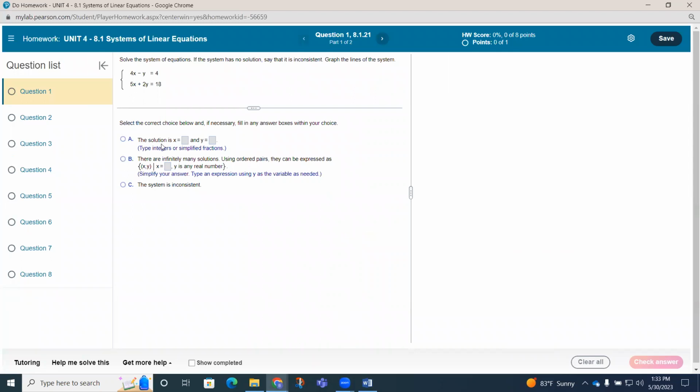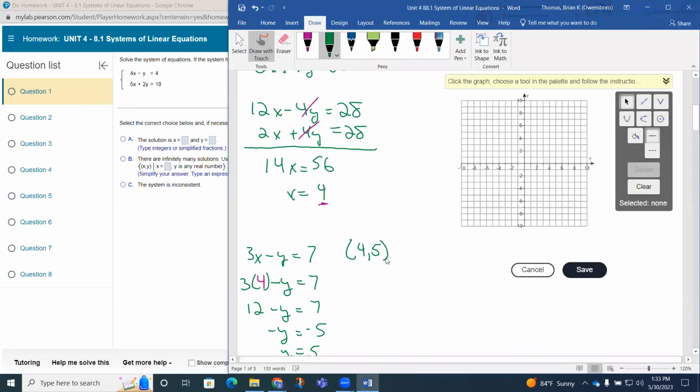So notice how the solution is going to be like x equals this, y equals that. Now this actually is a different equation. So let's see what we got here. So that's what's to graph the lines on the system. Let's see here. That's a different equation. All right, let's go back to this.